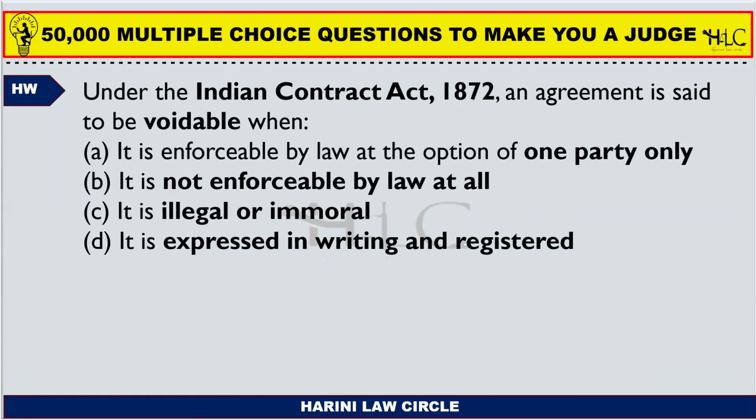And your homework question at the last. Under the Indian Contract Act 1872, an agreement is said to be voidable when it is enforceable by law at the option of one party only. It is not enforceable at all by law. It is illegal or immoral. It is expressed in writing and registered.